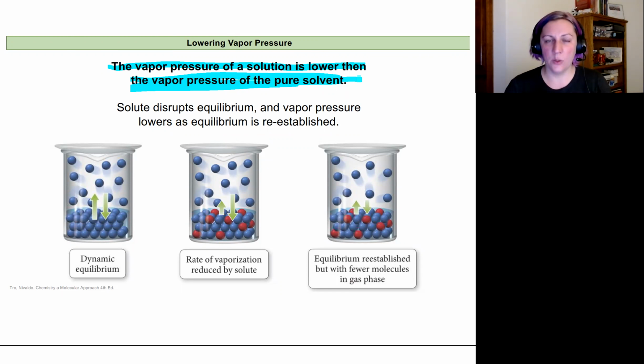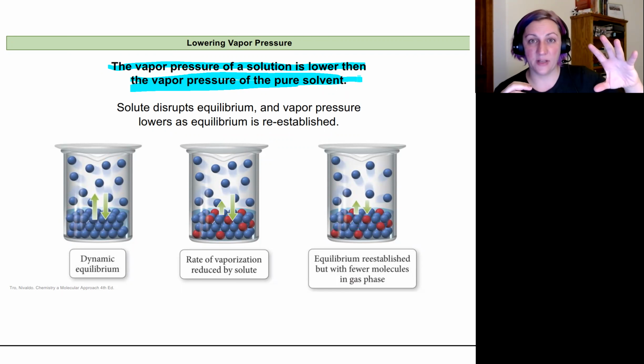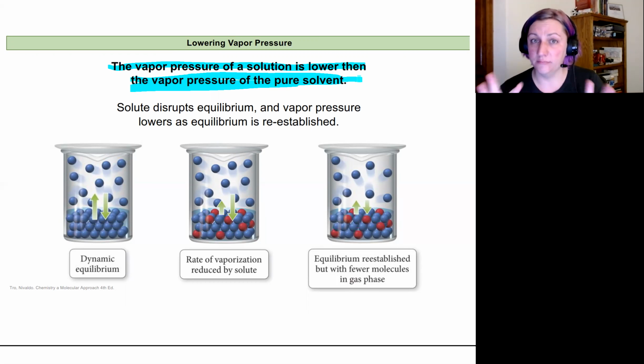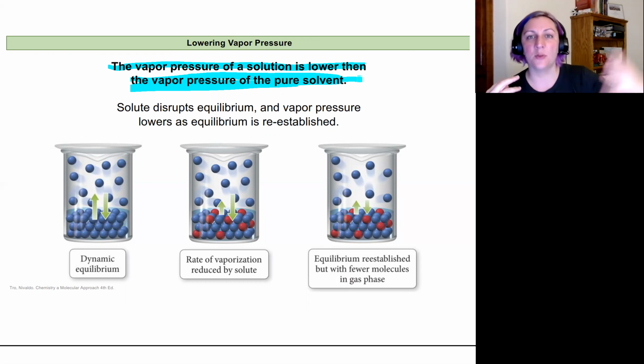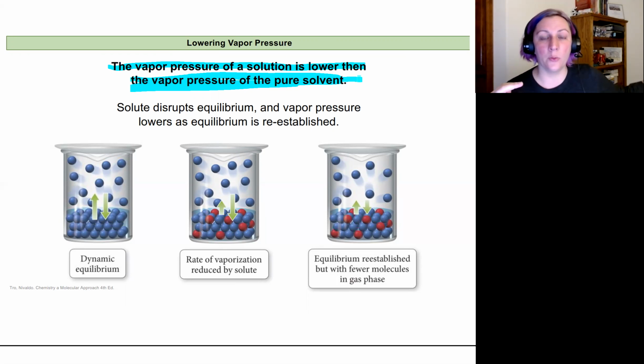And so as that equilibrium is disrupted by the addition of a solute particle, then the vapor pressure is going to lower as the rate of vaporization is reduced until we hit equilibrium again and our rate of evaporation and our rate of condensation become the same. And when that happens, we'll see that we have fewer particles in the gas phase, which means that our vapor pressure has decreased after it's reestablished equilibrium. Now, this is for a closed system, right? It's different if it's an open system. Those gas particles can kind of indefinitely float away.